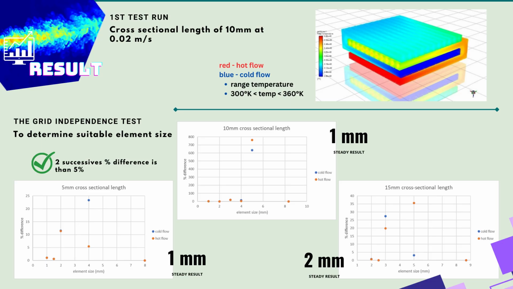This is the result of our first test run. The temperature contour of the hot and cold fluid is very reasonable, and the inlet and outlet temperatures are between 300 and 360 Kelvin. Therefore, we are confident that all the parameters, boundary conditions and initial conditions have been set up correctly. This is the graph for the grid independence test. The element sizes needed for 5, 10 and 15mm length to produce steady results are 1mm, 1mm and 2mm, with the two successive percentage differences less than 5%.